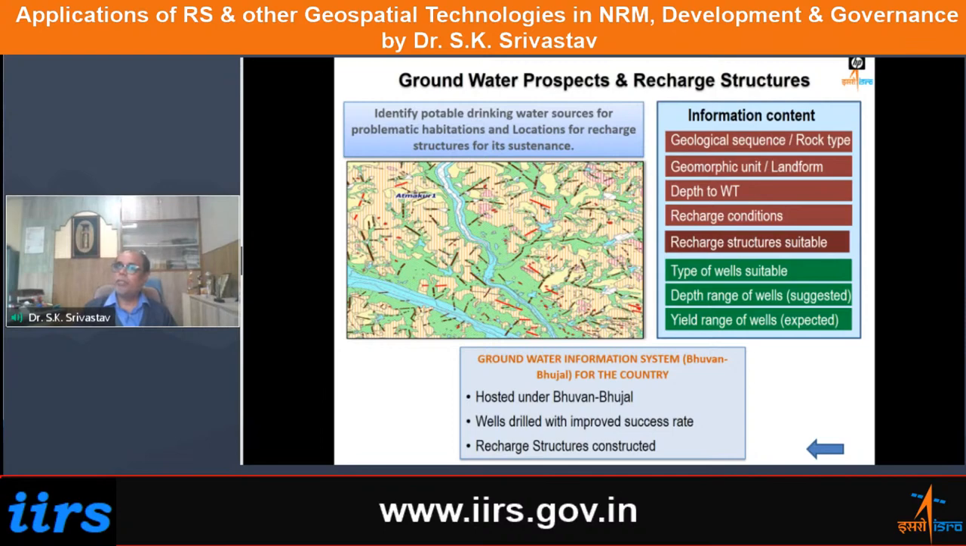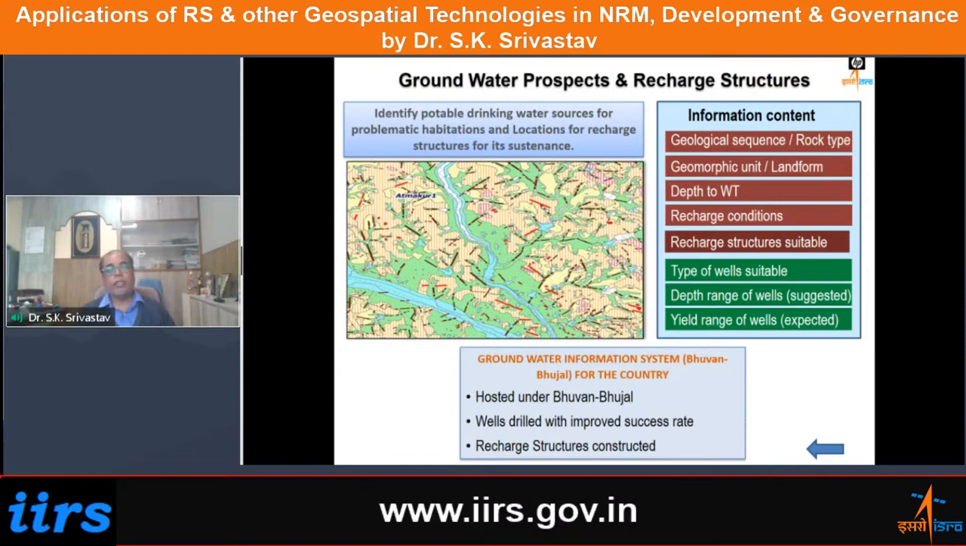And these maps have been used across the country, particularly in the hard rock terrain. Let me share with you that the feedback from the groundwater departments of different state governments has been very, very encouraging. Particularly in the hard rock area, the success rate of the wells has increased tremendously. Also, the scientific information available in these maps in terms of geological, geomorphological, and hydrological information, and the suitable zones where recharge structures can be put up, has been used by the groundwater departments to locate thousands of groundwater recharge structures.